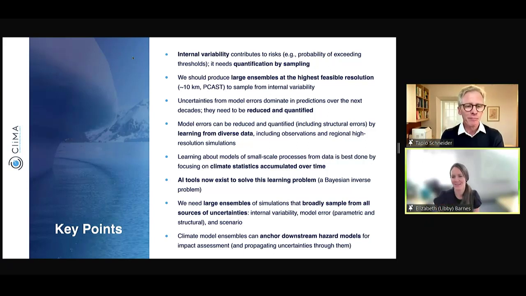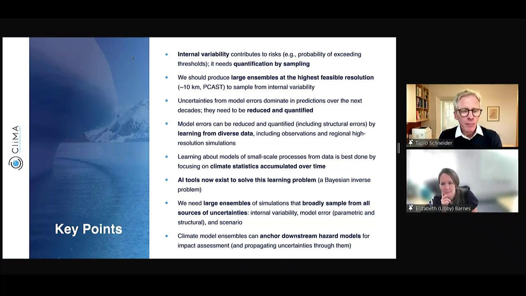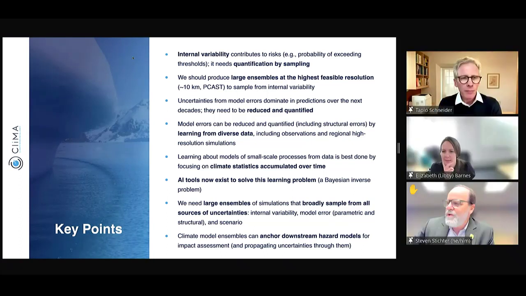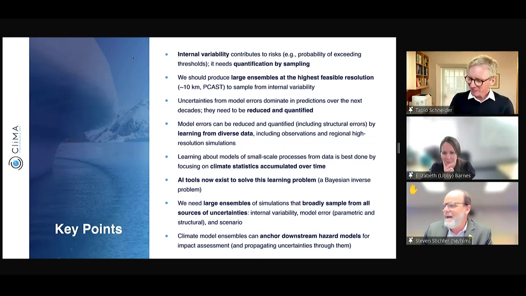Great, thank you. Stephen? Yeah, I have a question from the public input. You mentioned large ensembles at highest feasible resolution. Can you talk about the trade-off between the ensemble size and resolution when you're looking at modeling? And is there a maximum useful ensemble size?